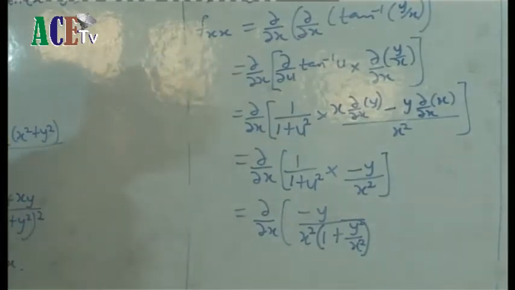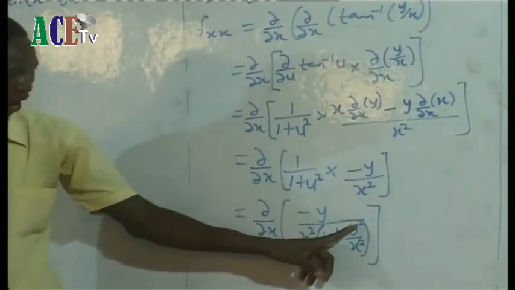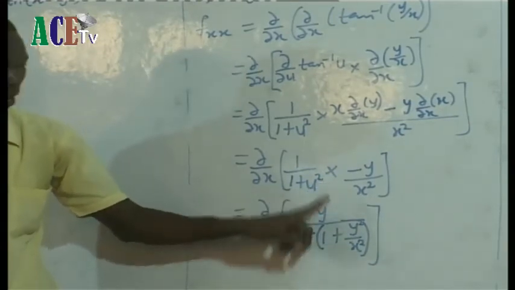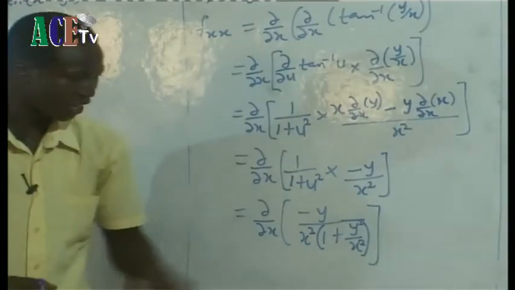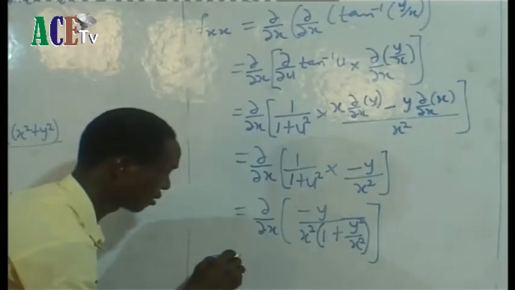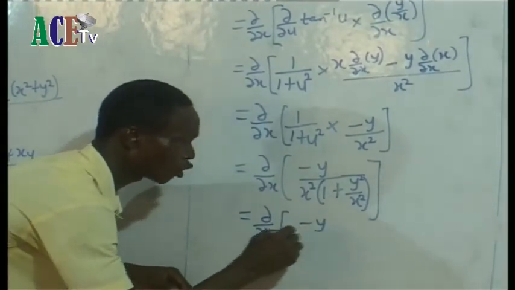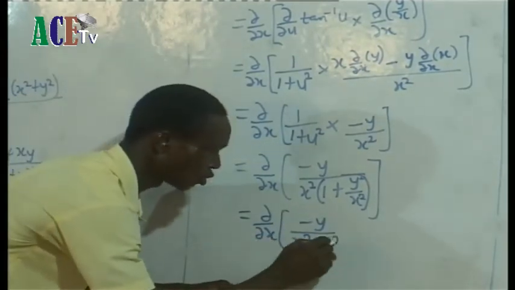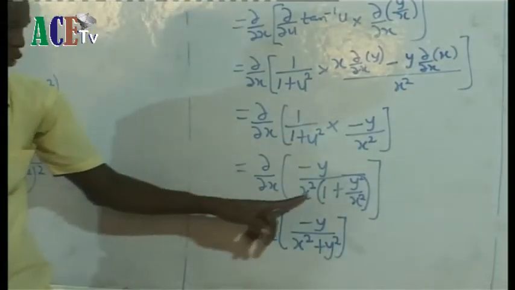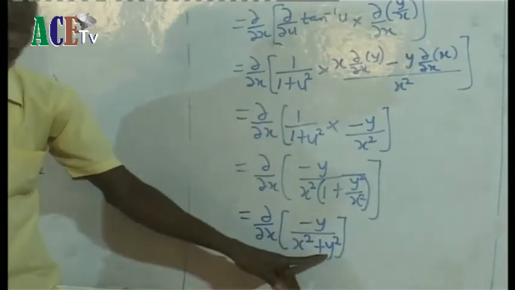Don't forget my u is y over x. So my u squared is y squared over x squared. Now, I want to use this x squared to multiply this place. I will now get d/dx of minus y all upon x squared plus y squared. Because by the time this one comes here, it will cancel x squared. It will remain y squared here.